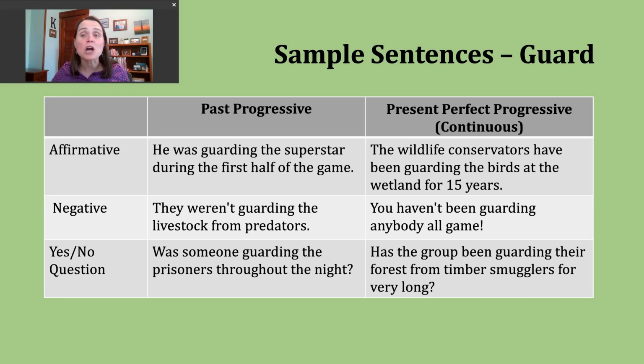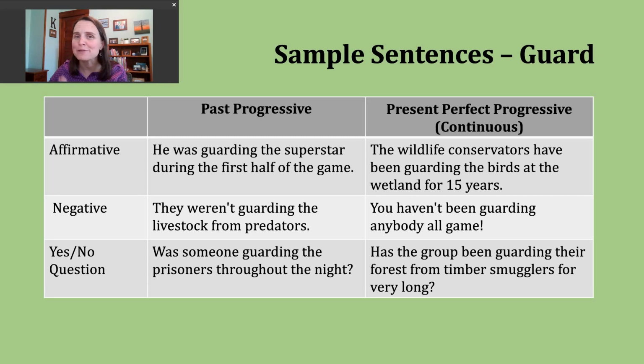Now let's move on and talk about the present perfect progressive. We use this verb tense to talk about actions that started in the past and they continue into the present. They may even continue into the future. Many times we're using this verb tense to really focus on how long a particular action has been ongoing.